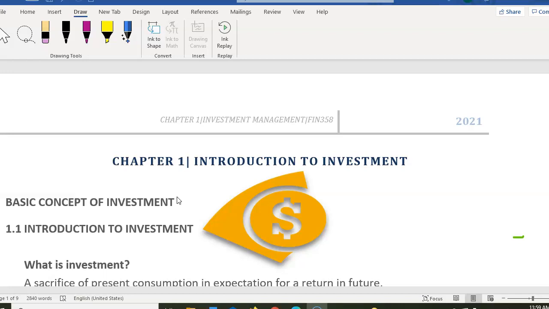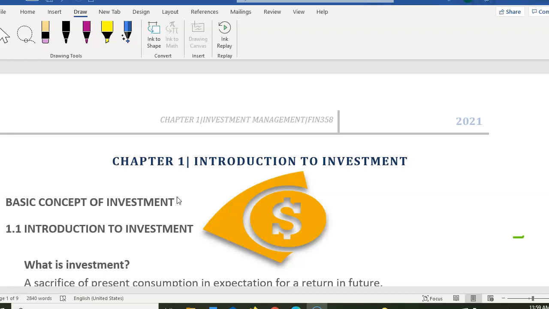We are going to discuss our chapter 1, Introduction to Investment, for our FIN 358. This subject is actually a basic for you and a kind of intro to the investment field. So the first chapter is about Introduction to Investments.